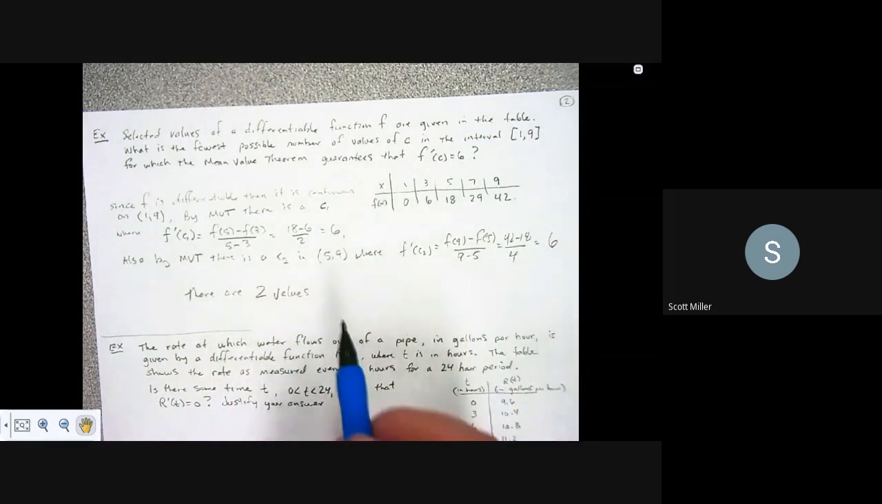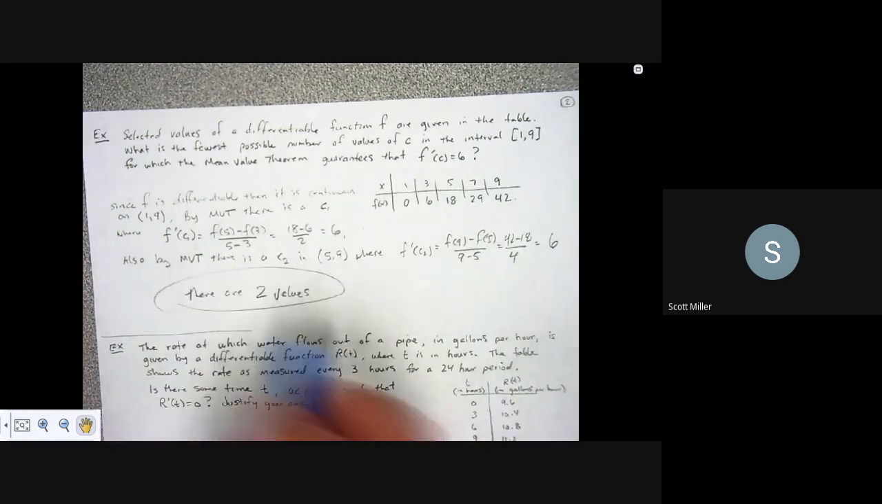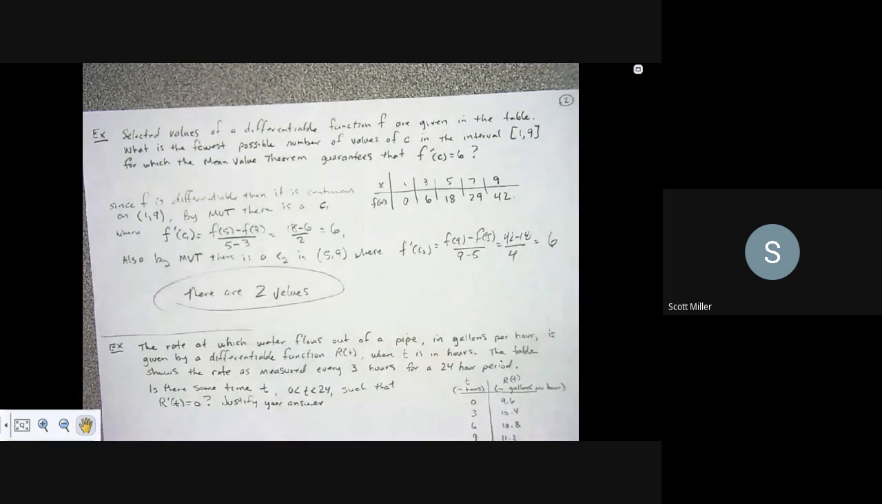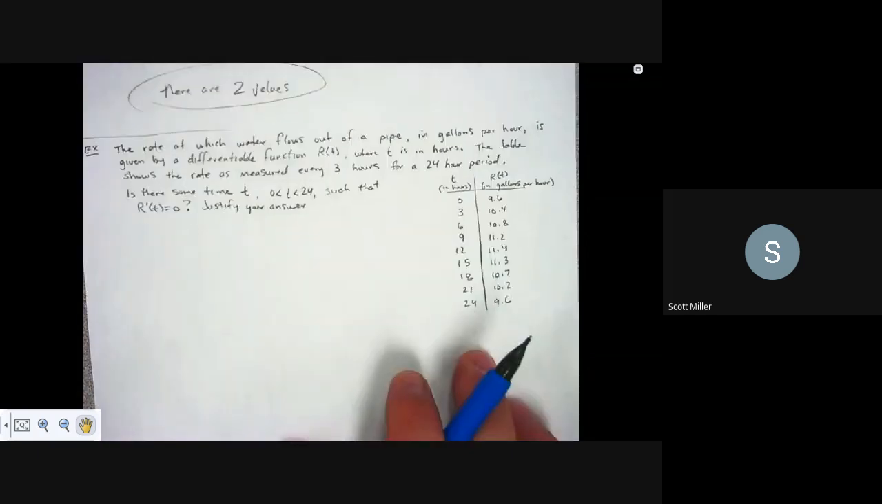Okay? There are 2 values that we have found, and there's my reasons why. Let's look at another application.